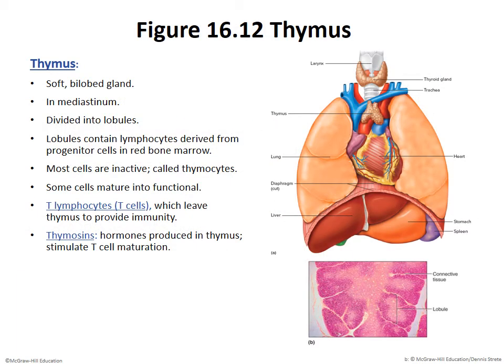Now, the thymus is a really weird lymphatic organ. It's in the mediastinum. It's this little guy right here. And it's odd because it seems to get smaller as you age. Before it does, what happens first is it just doesn't grow as fast as we do. So you start off as this little baby, right?